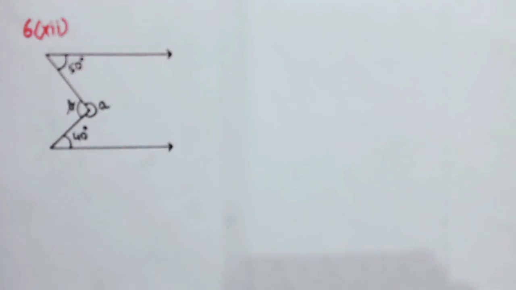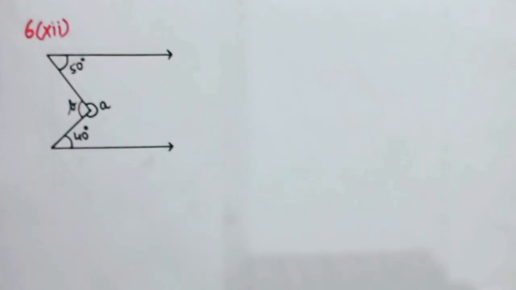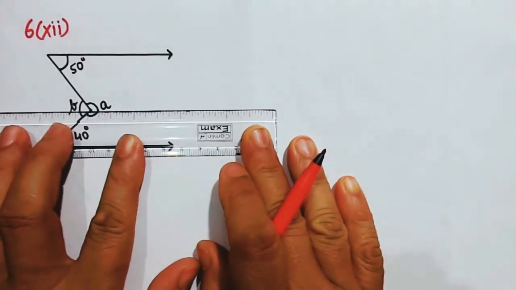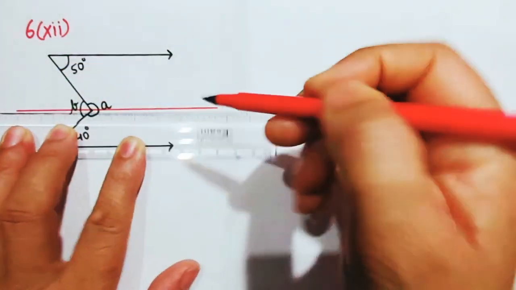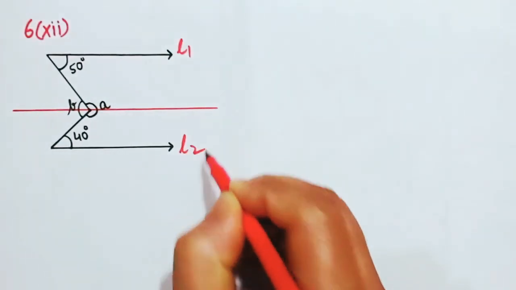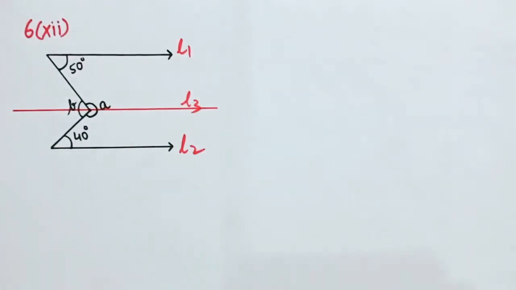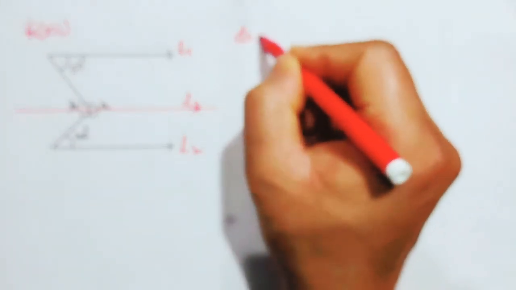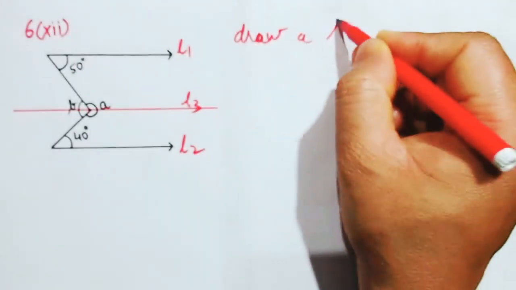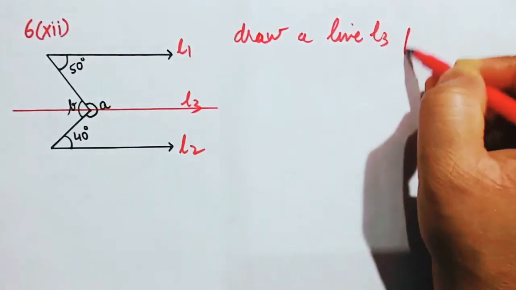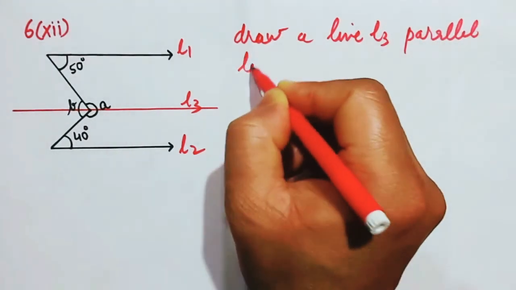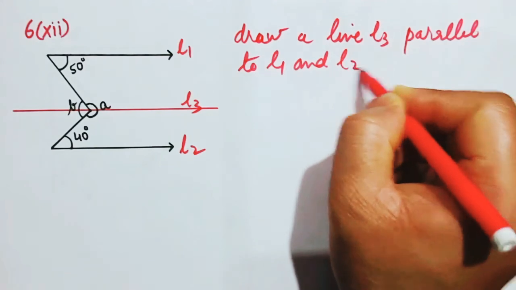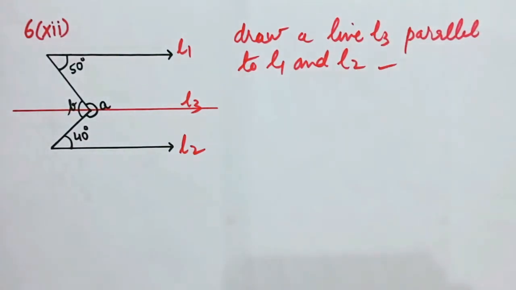Okay, my dear, this is the last one, so please pay attention. Why pay attention? Because it is somewhat similar to the other one. I'm going to do the same thing over here. This was my L1, this is my L2, this L3. I'm going to draw a line L3 parallel to L1 and L2. This you have to mention.